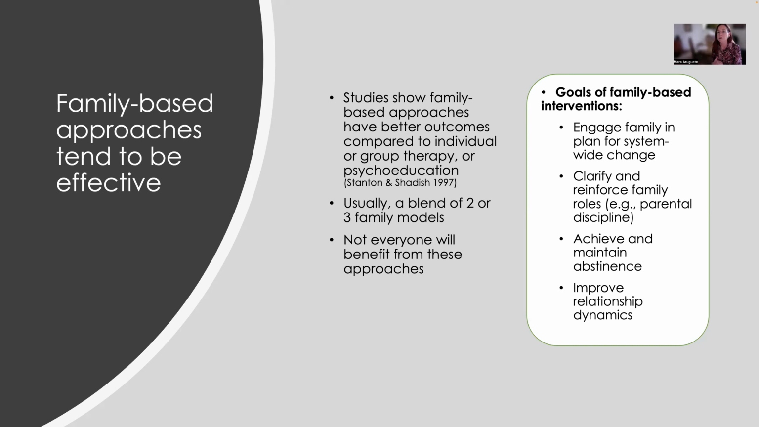They have better outcomes compared to individual therapy, when you're just treating the person who is addicted, or group therapy or psychoeducation. We tend to do better with family systems therapies. And it's usually a blend of 2 or 3 family models. And there's where we're really not using that disease model much anymore. We're using the family systems model and the behavioral model, and usually it's a blend of the 2. And I think you'll see that when we get into some of these specific therapies.